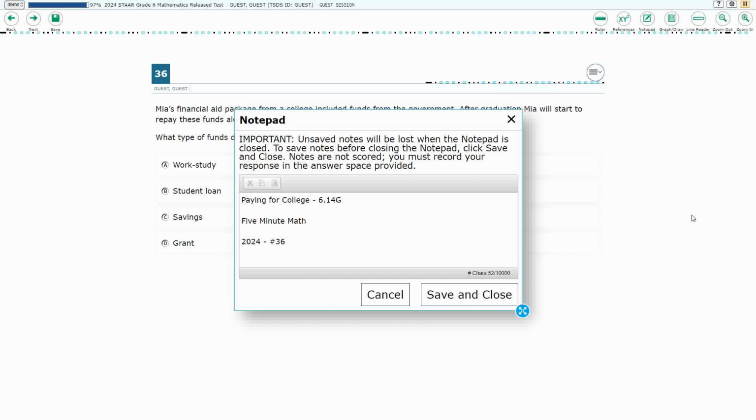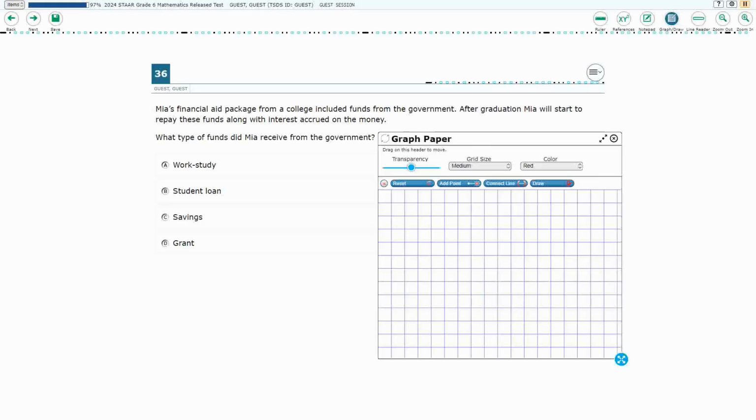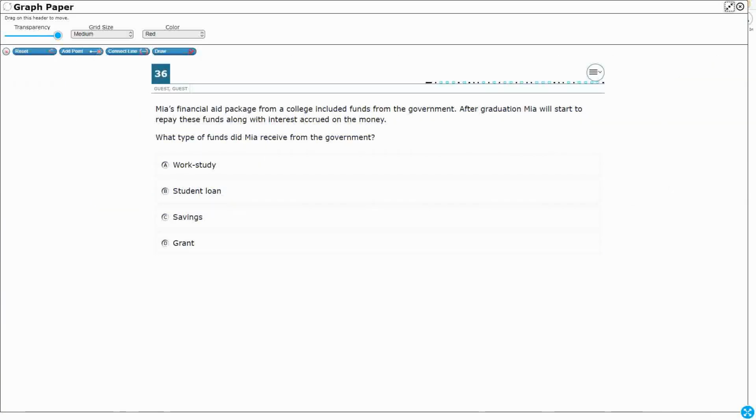Today we are looking at the sixth grade concept of personal financial literacy, paying for college. This is standard 6.14G in the great state of Texas, and we are using item number 36 off the 2024 released STAAR test. If you haven't done so already, please go ahead and take a moment to pause the video, work this problem out on your own, unpause it, and we will look at our answers together.